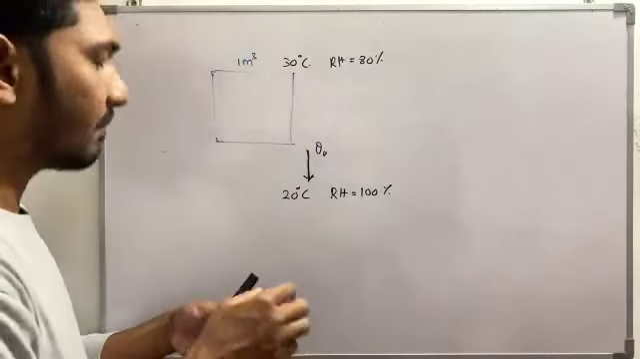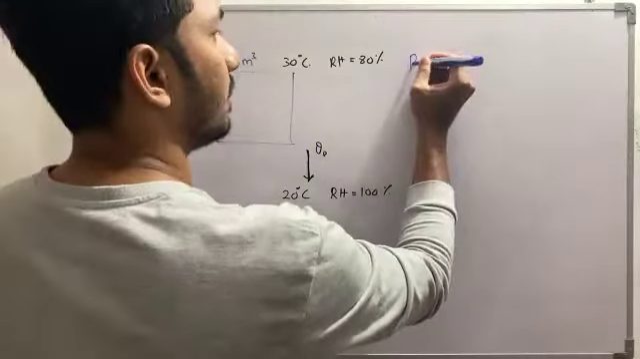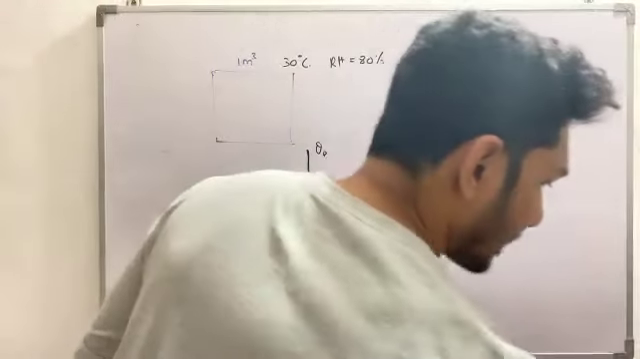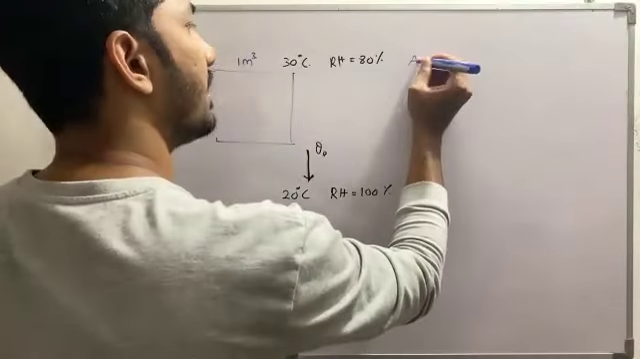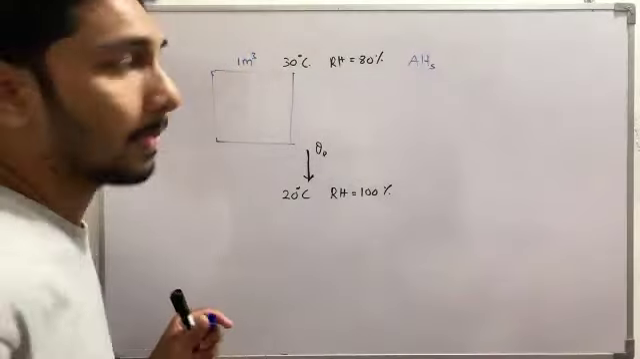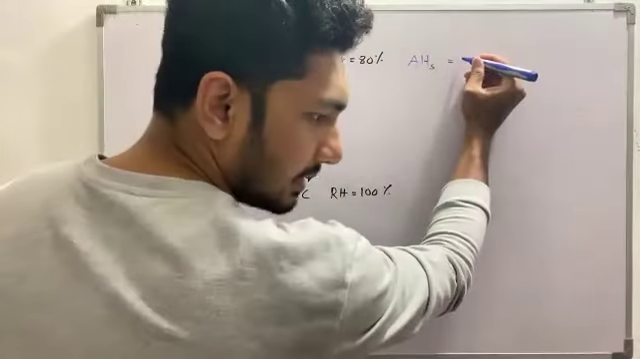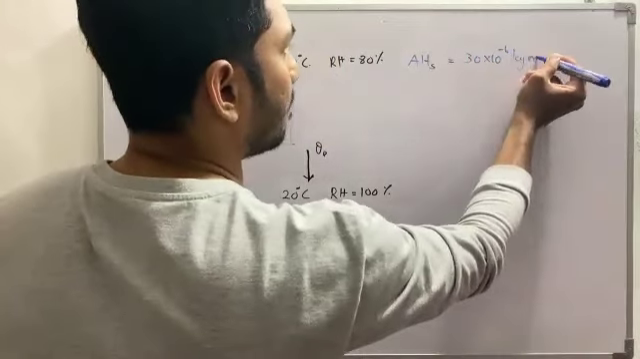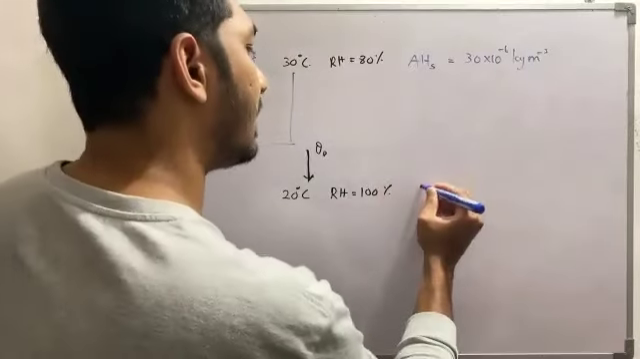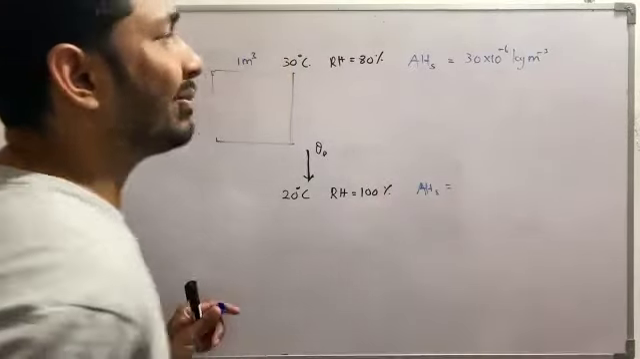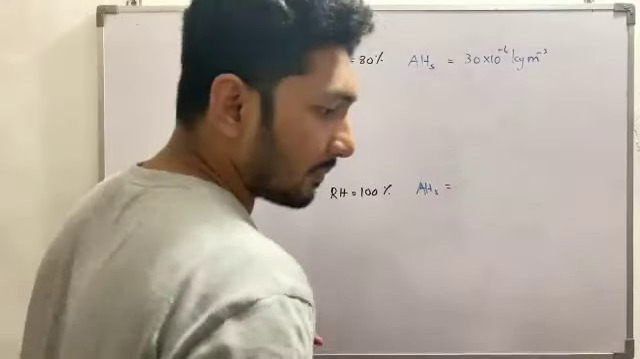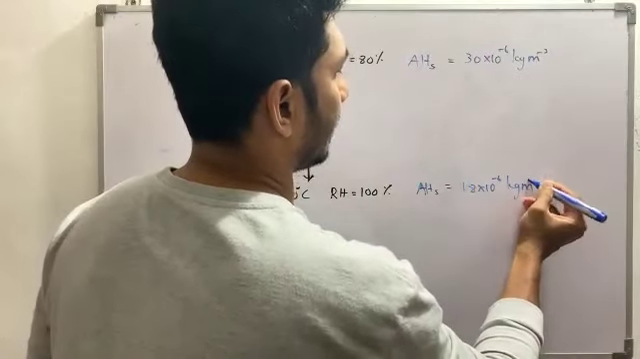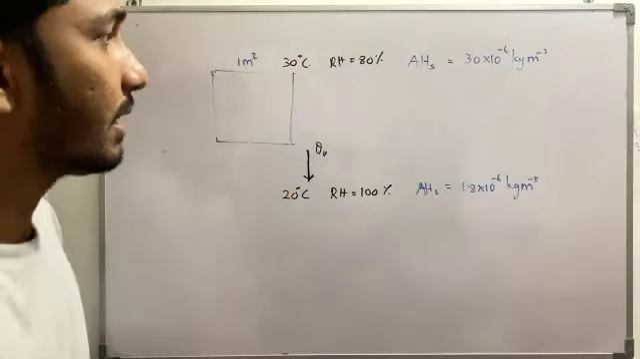So usually when I teach, I call the absolute humidity of saturated vapor AHS. So here AHS at 30 degrees Celsius is given as 30 into 10 to the power minus 6 kilogram per meter cube. Like that, AHS at this temperature is 18 into 10 to the power minus 6 kilogram per meter cube. Okay, all right.